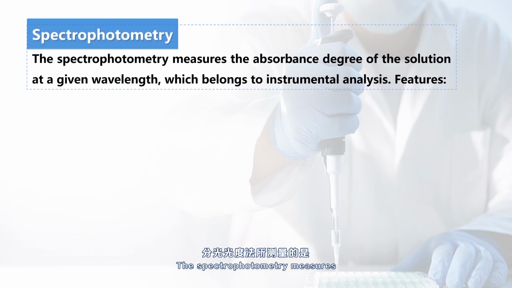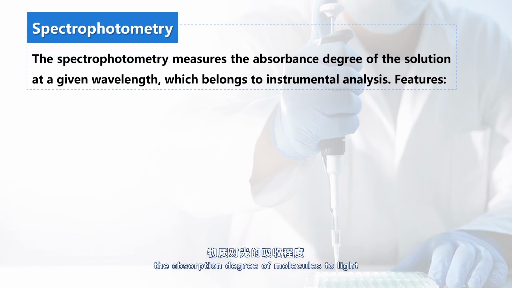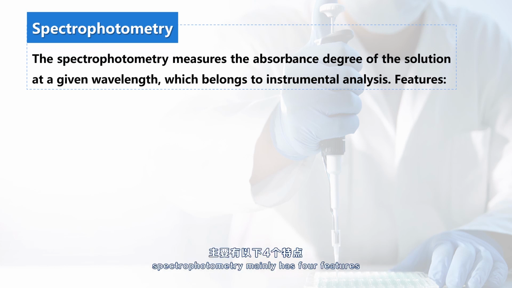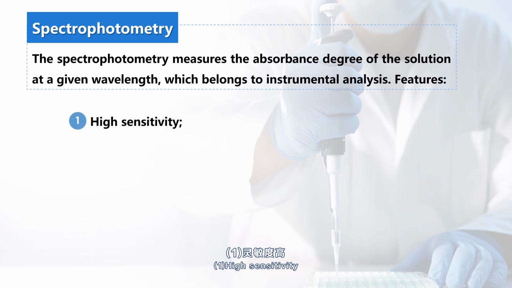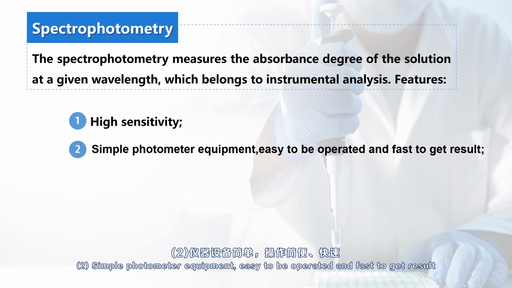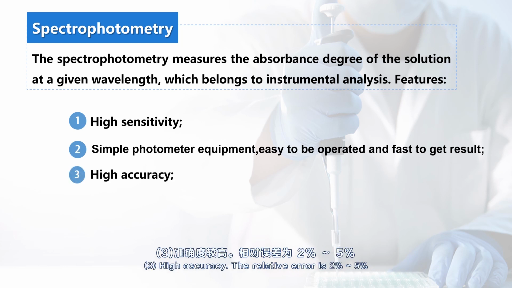Spectrophotometry measures the absorption degree of molecules to light, belonging to instrumental analysis. Compared with the methods of chemical analysis learned before, spectrophotometry mainly has four features. First, high sensitivity, which enables spectrophotometry to determine few or trace components. Second, simple photometer equipment, easy to operate and fast to get results. Third, high accuracy. The relative error is 2% to 5%, which meets the requirement of trace determination.